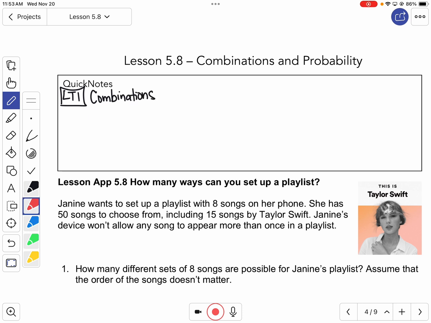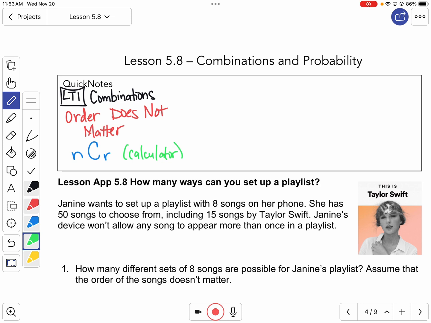All right, combinations. Order does not matter. Okay, and we'll use that in nCr. We're going to use our calculator to do it every time. We don't have to calculate that by hand. It involves a factorial and some other stuff, but we're just going to let the calculator do its thing.